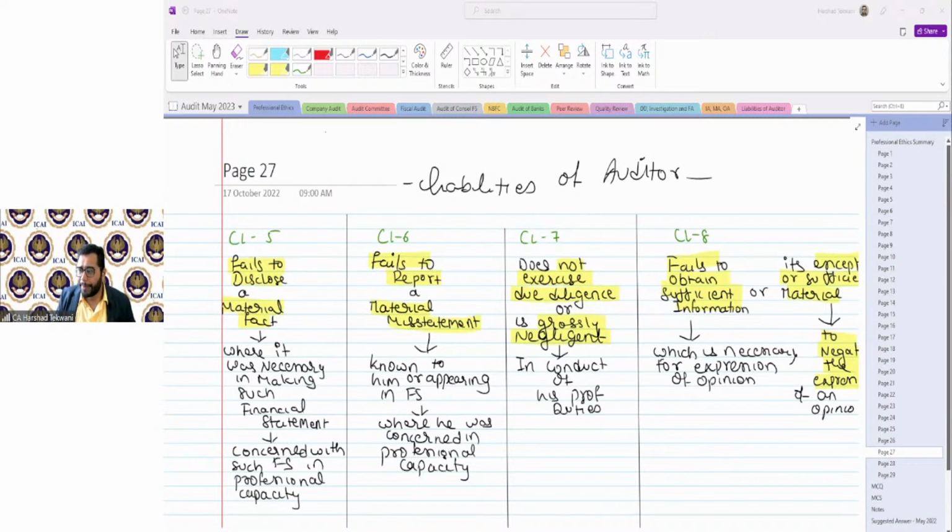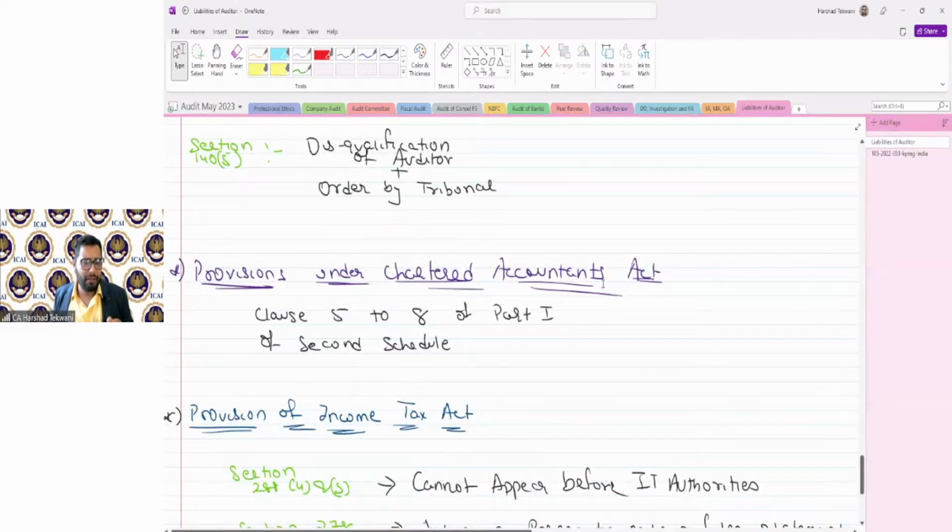So it's very important to understand these clauses together in a combined environment, so that you have an idea of what gross negligence is. These clauses 5 to 8 of Part 1 of the second schedule carry the liability on the auditor for gross negligence.